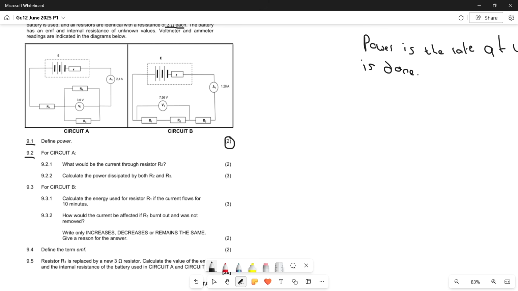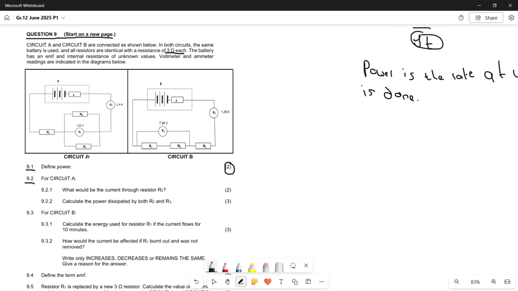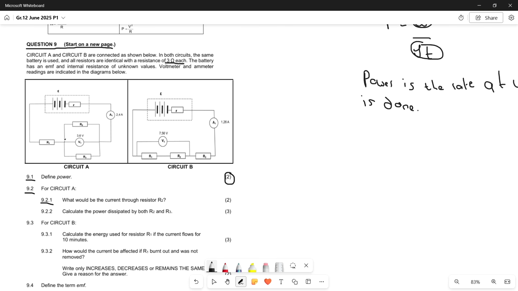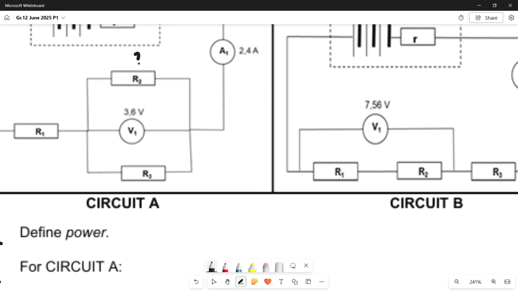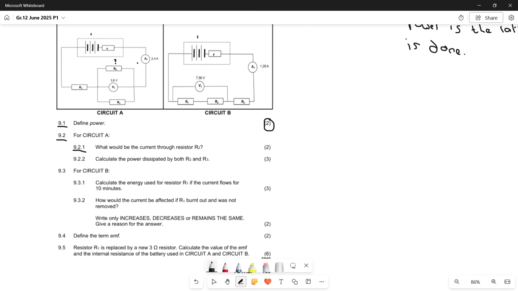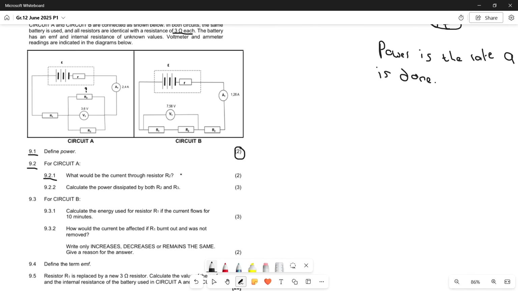So 9.2 says for circuit A. So we're just looking over here. 9.2.1, what would be the current through resistor R2? So R2, if we zoom in a bit, is this guy over here. So we want one of the resistors in parallel. Okay, so what would the current be through resistor R2?